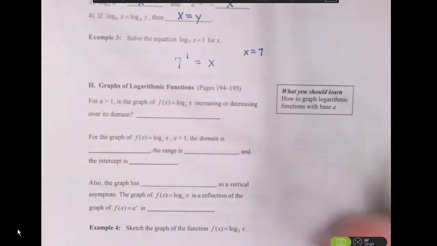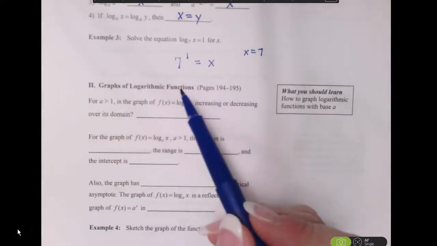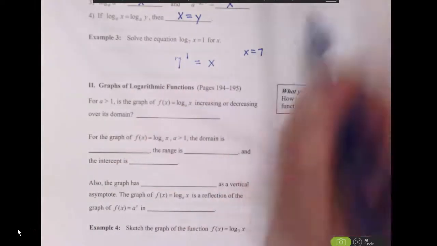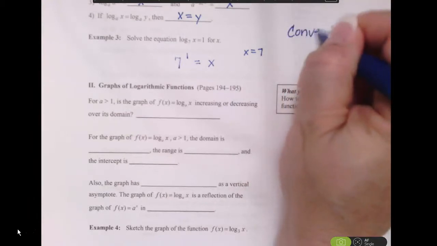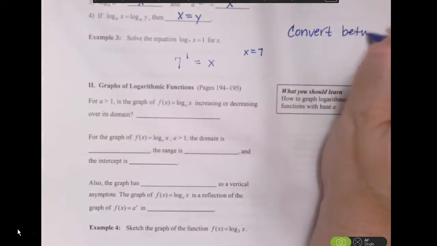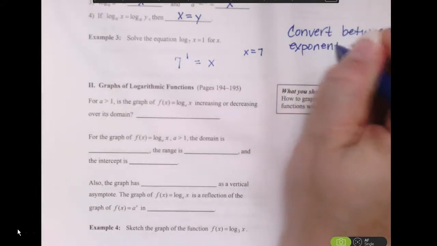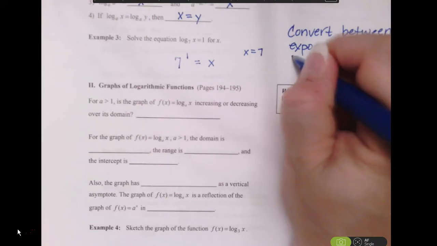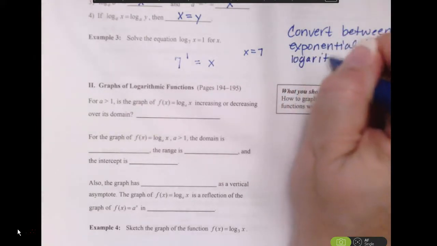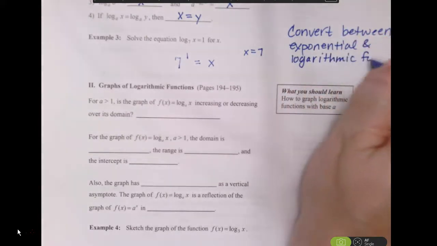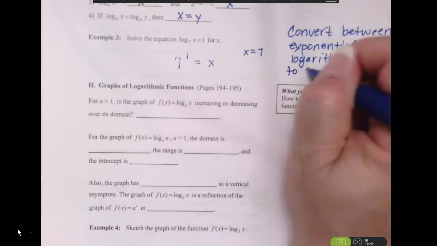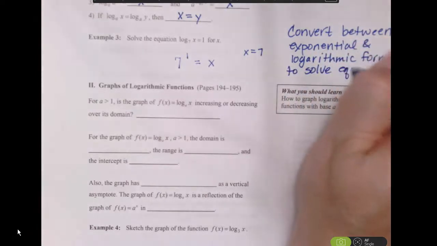We'll do some more examples of that in class. But the key is to convert, and let me write that down. Convert between exponential and logarithmic form to solve equations.